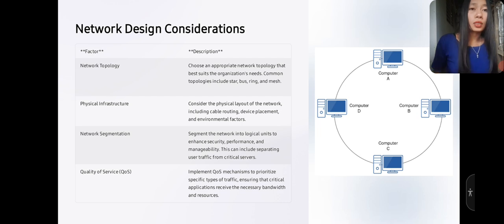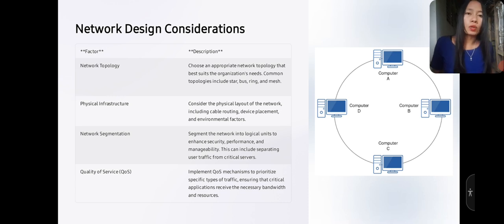And the physical infrastructure. Consider the physical layout of the network, including cable routing, device placement, and environmental factors. And network segmentation is to segment the network into logical units to enhance security, performance, and manageability. This can include separating user traffic from critical servers.